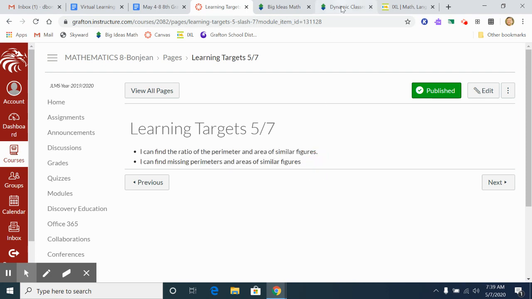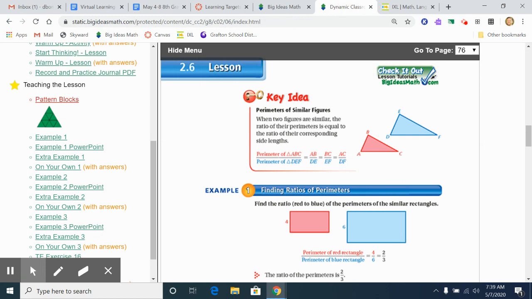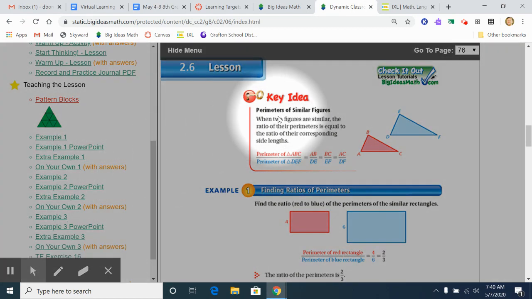All right, so we are still talking about similar figures, which we talked about in 2.5. Remember, that means that the corresponding side lengths are proportional. If we take a look at our first key idea, which is talking about perimeter, pretty simple. It's saying when two figures are similar, the ratio of their perimeters is equal to the ratio of their corresponding side lengths. So here's an example of what that looks like algebraically. Perimeter of triangle ABC over the perimeter of triangle DEF is equivalent to corresponding side length ratios.